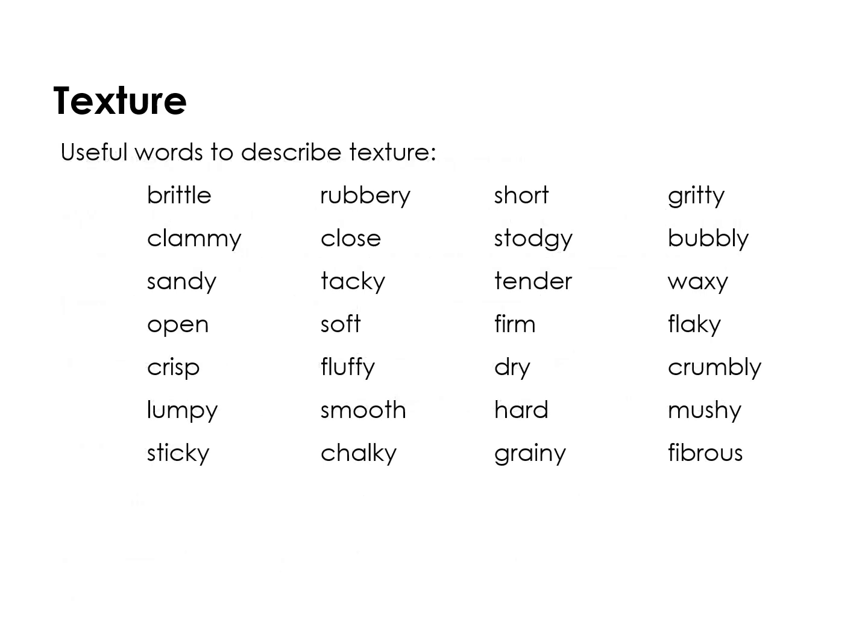So these are some useful words to describe the texture. So brittle. Brittle is a texture that is hard and easily broken or cracked, like a thin cracker or brittle candy. Rubbery texture, a texture that is firm, elastic, and slightly chewy, often found in overcooked meat or squid. Short, a texture that crumbles easily in the mouth without being chewy, such as shortbread cookie.